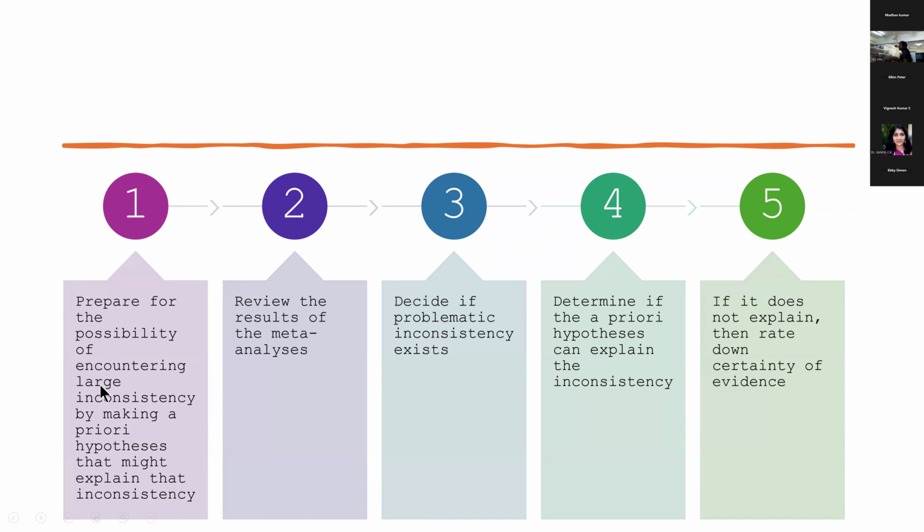So what they tell you is, before you start the study, you have to prepare for the possibility of encountering large inconsistency. So you have to make an a priori hypothesis that will explain an inconsistency. Then you do the study, look at your results. And if you find the results are inconsistent, you must check whether the hypothesis you planned prior to the study is explaining your inconsistency. If it doesn't explain your inconsistency, then you rate down the certainty of evidence.